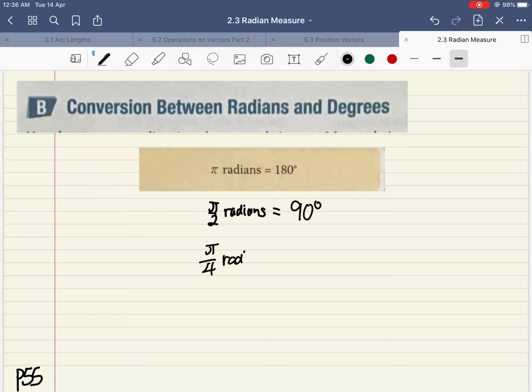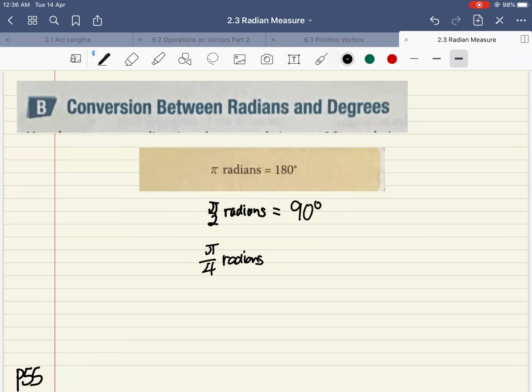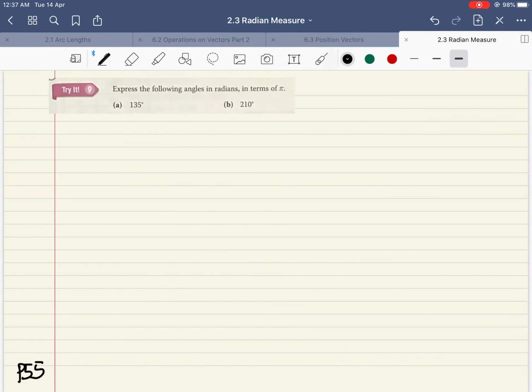Now, I'm just going to write down another one. I say pi over 4 radians. By proportion, if pi radians is 180 degrees, from here to here I divide by 4. Similarly, 180 divided by 4, the conversion is simple. Pi over 4 radians gives me 45 degrees. Take a short moment now, think about it. What is pi over 3 radians? You'll notice that it will be 60 degrees.